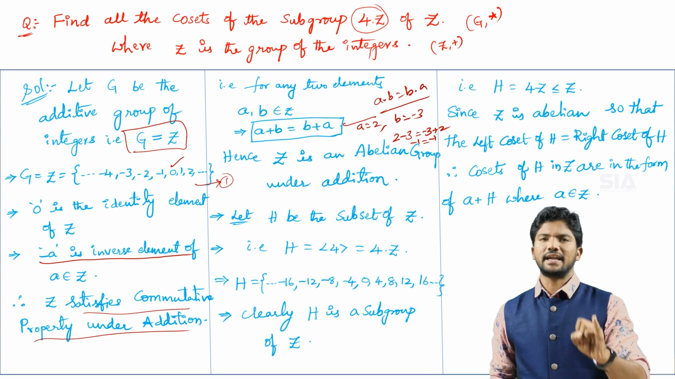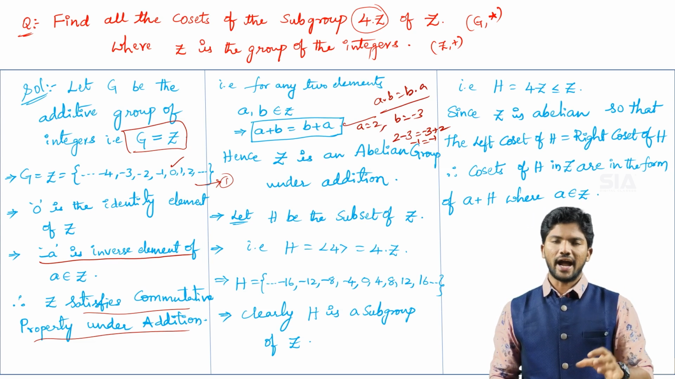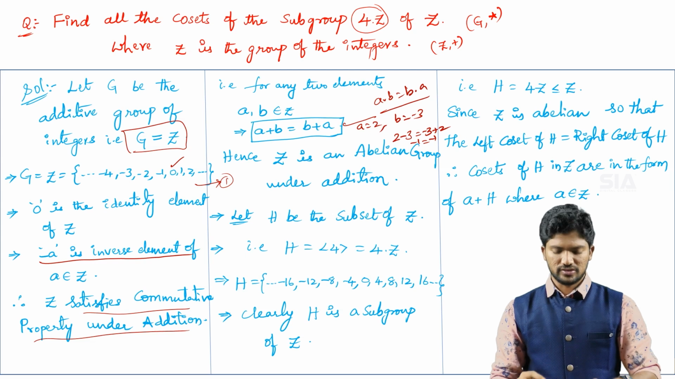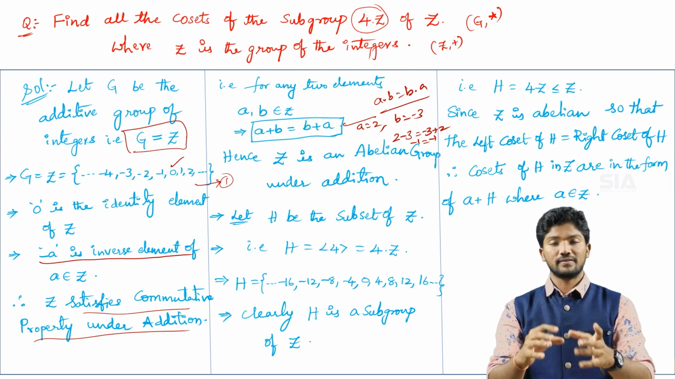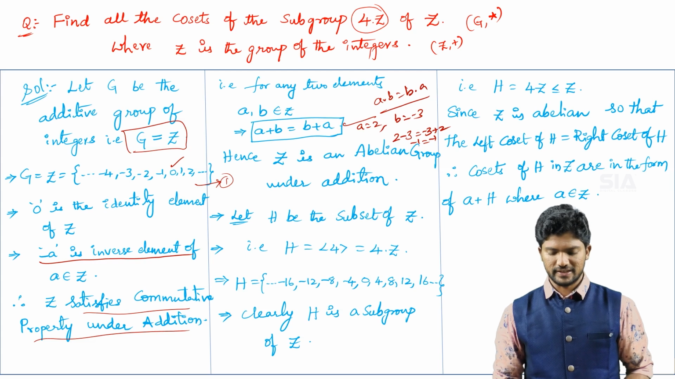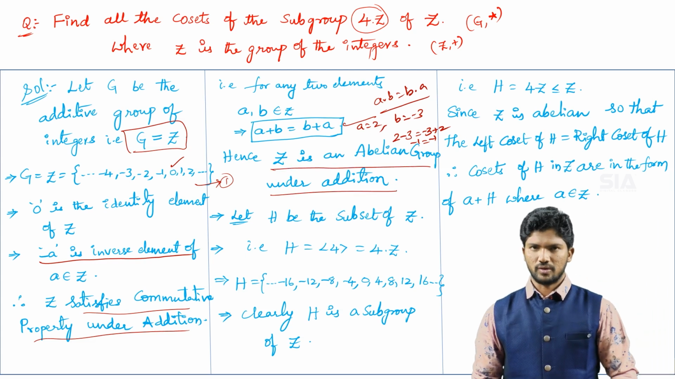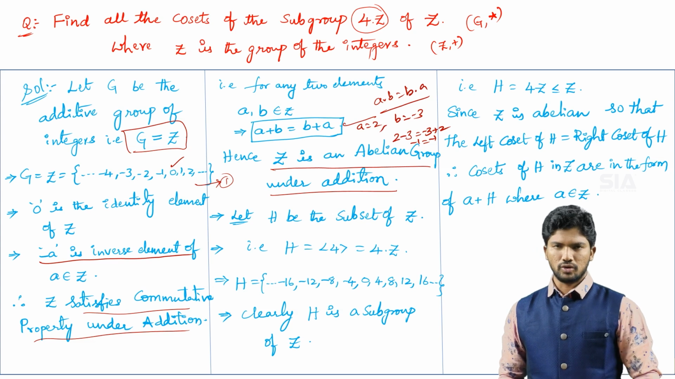Therefore, identity element 0 exists, inverse element minus a exists, and the commutative property is satisfied. So all the group properties along with the commutative property are satisfied by capital Z, that is equation number 1. So clearly Z is an abelian group under addition. This is the given group of integers.